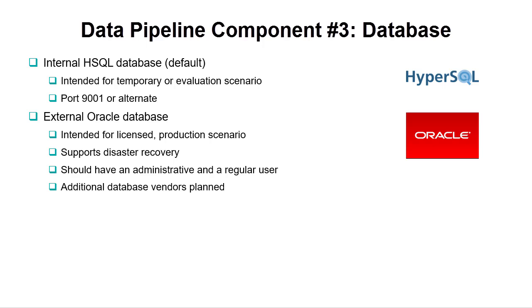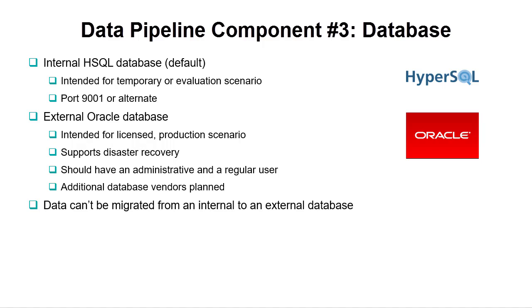For a licensed production environment and for disaster recovery, create an external Oracle database in a location that the data pipeline server can access, and create at least one administrative user and one regular user. Other database vendors will be added.